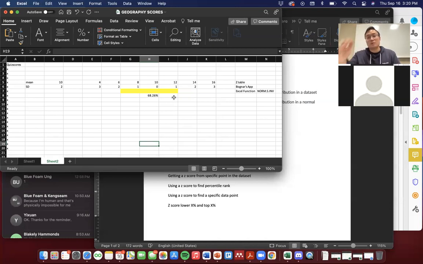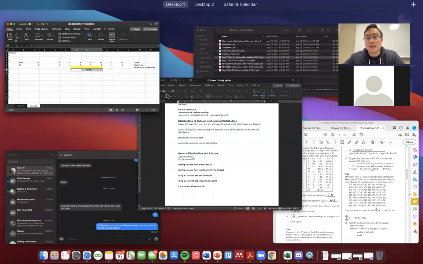And if you know the normal distribution table, you would know that between minus 1 and plus 1, that's where 68.26% of the data is.